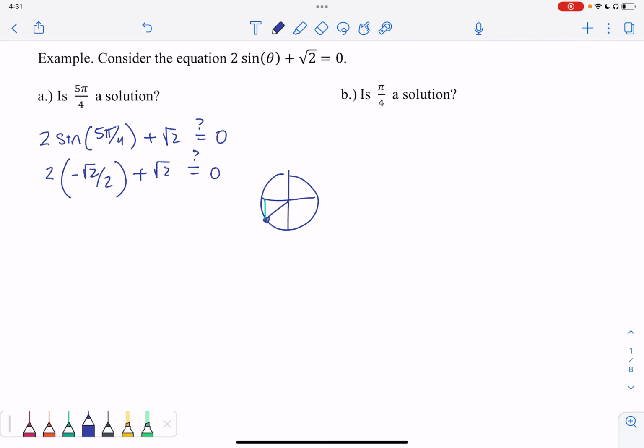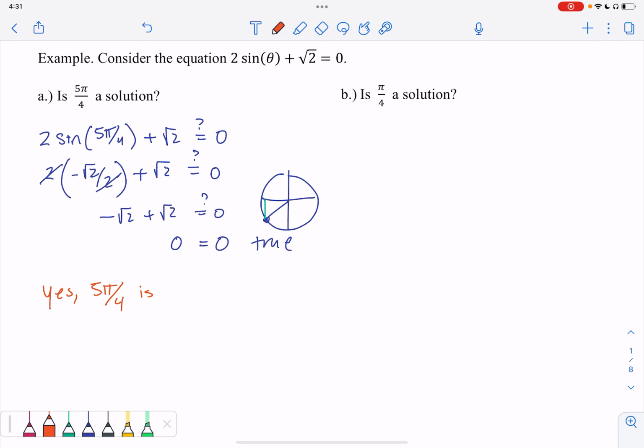And I'm keeping that question mark all the way to the end. Cross out my 2's, I get negative root 2 plus root 2 equals 0. Here's where it's tempting to remove the question mark because you think, I know this is true. Wait to simplify both sides exactly. Here I get 0 equals 0, which is definitely true. And then I'm ready to write my statement. Is 5 pi over 4 a solution? I will answer that and say yes. 5 pi over 4 is a solution.